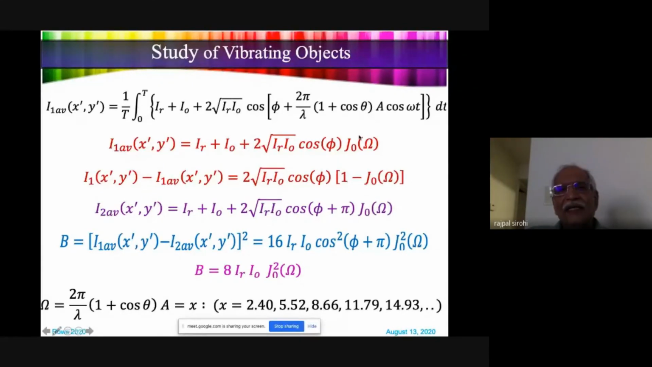But I want to have only the fringes part. So we do some kind of manipulation. We subtract I1 average from the I1, and then create another I2 by adding a phase, like it has been done over here.